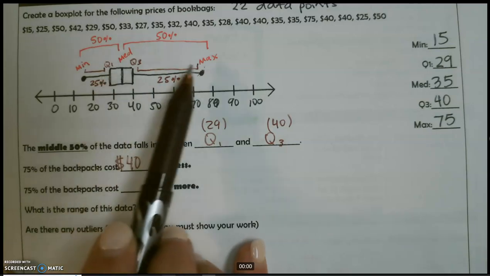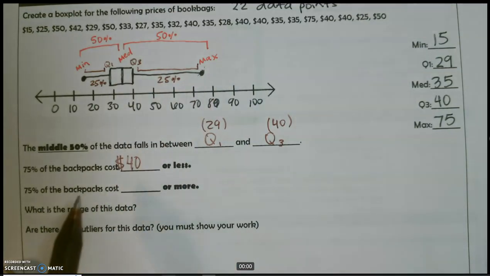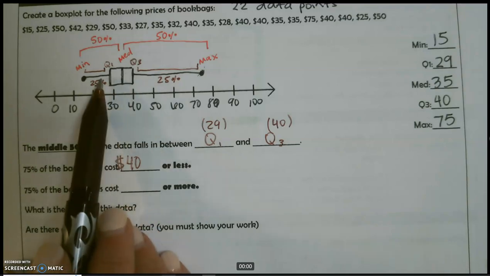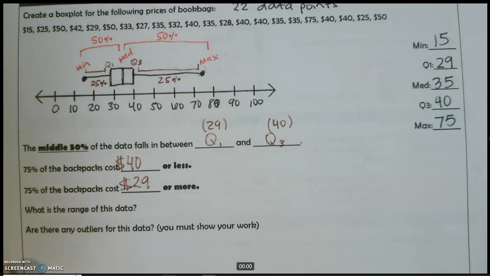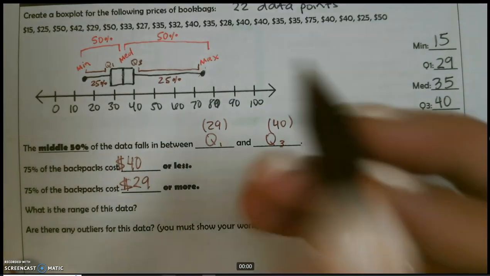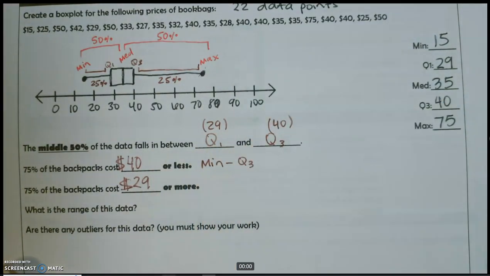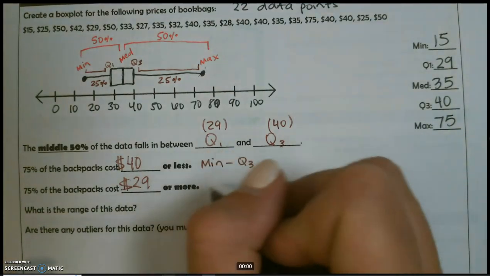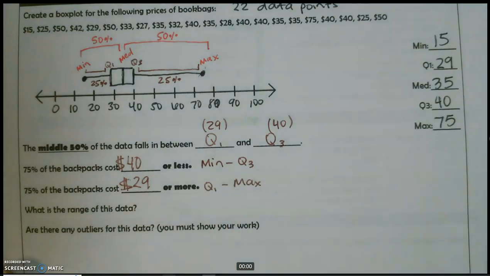So from Q1 to the maximum, that's 75% of the upper half of the data. So 75% of the backpacks cost, and I think this was sitting at what, $29 or more. So 75% of the lower half of the data is in between the minimum to Q3. Okay, then 75% of the upper half of the data is between Q1 to the maximum.